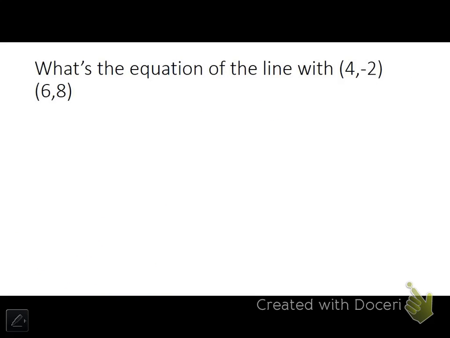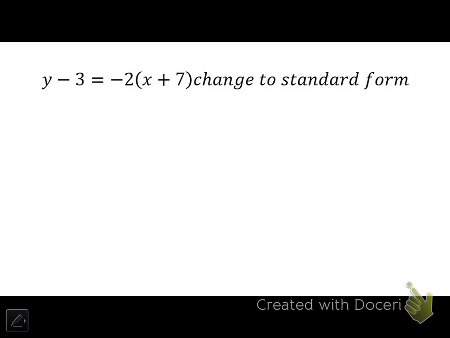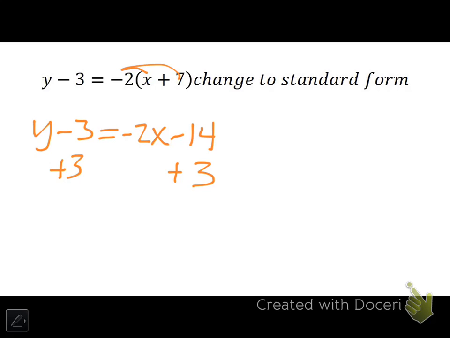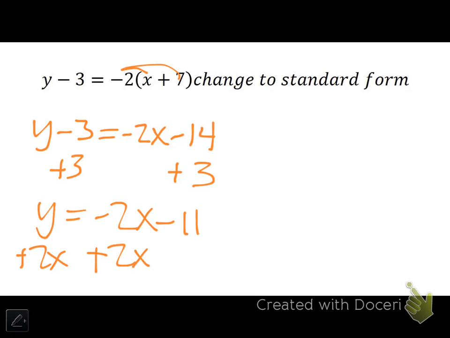Okay, what's the equation of the line? We just did that one. Change to standard form. Well, let's go ahead and get y by itself first. Negative 2 times positive 7 should give me negative 14. Add 3. If you remember from earlier, standard form is when x and y are by themselves on one side of the equal sign. So we got to get this 2x over to the other side.